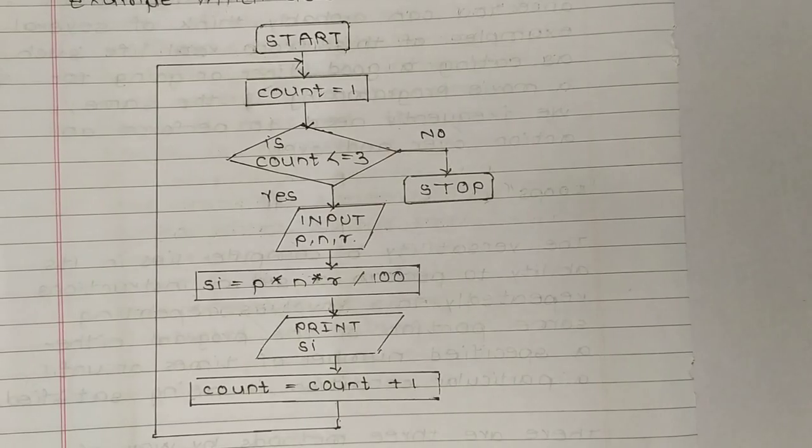Now SI is equal to P star N star R, that means P into N into R divided by 100. Now print SI, that is, print simple interest. Now count is equal to count plus 1, that is the next count, and then it goes again to the start. So this is the flowchart for one example.